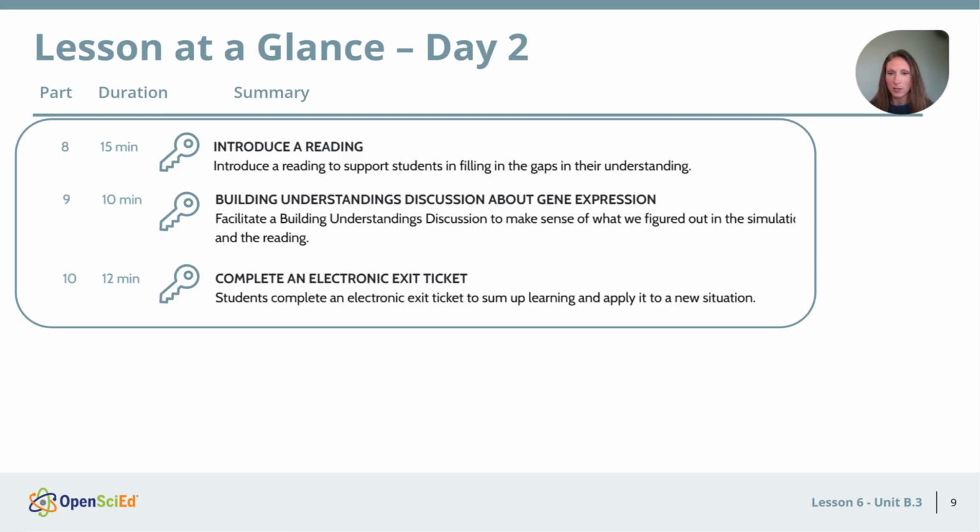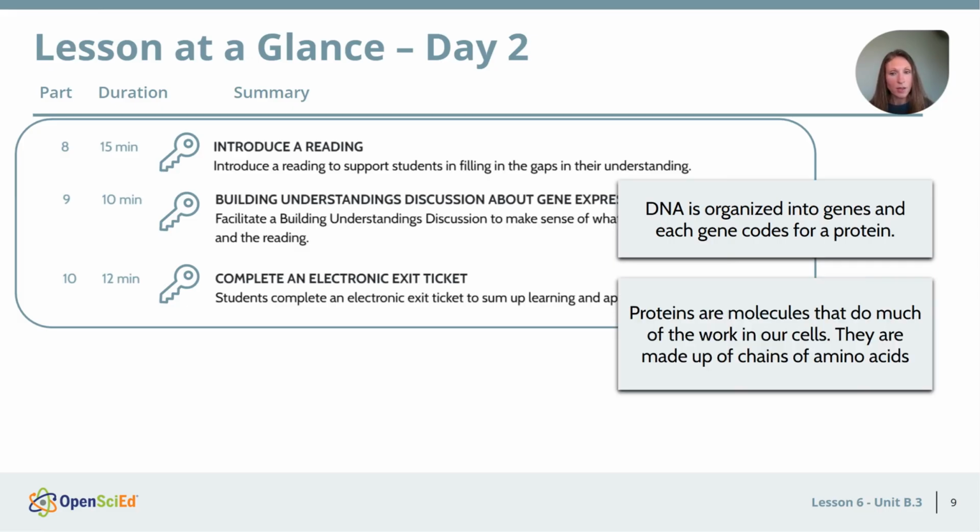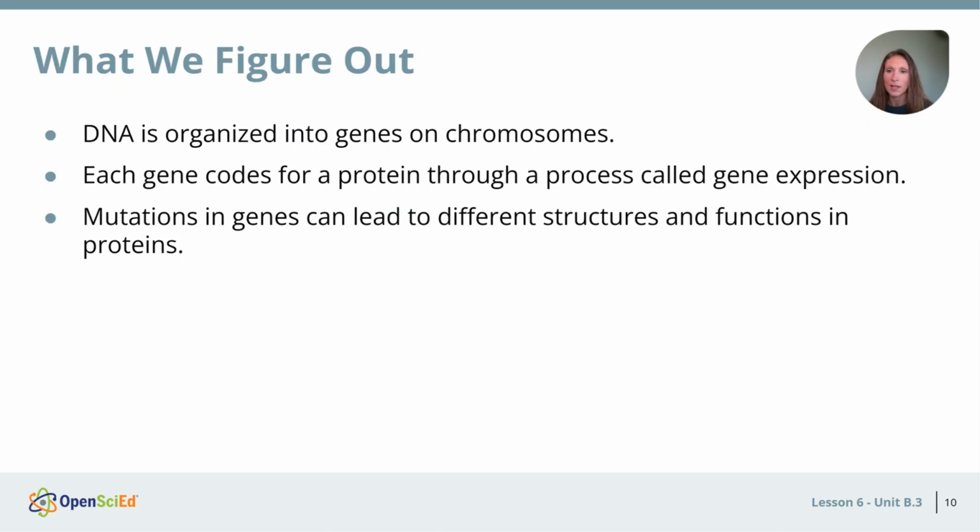At the end of the class period, they complete an electronic exit ticket to check their understanding of DNA, gene expression, and proteins. From all of this, students figure out that genes are regions of chromosomes made of DNA that code for a protein. And the proteins are the molecules in our cells that do many different things. Each gene codes for a sequence of amino acids that then becomes a protein with a different shape.